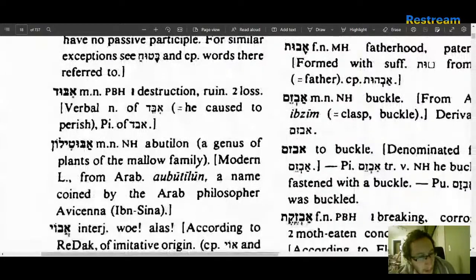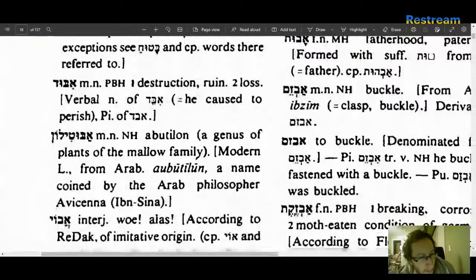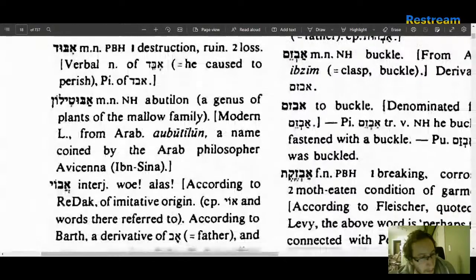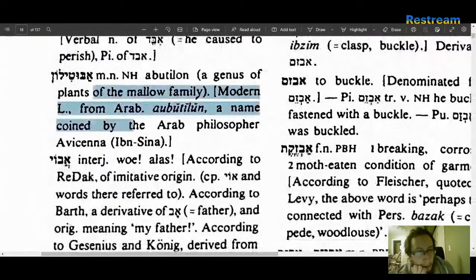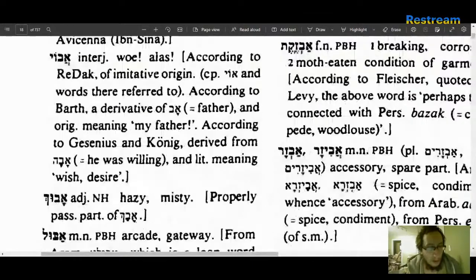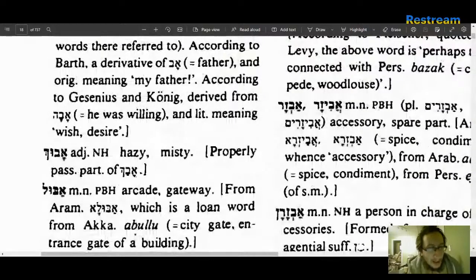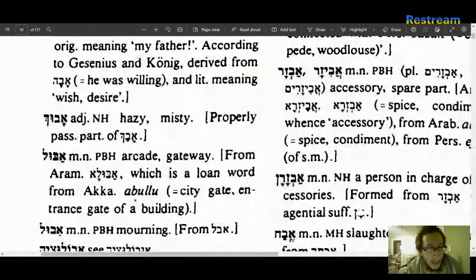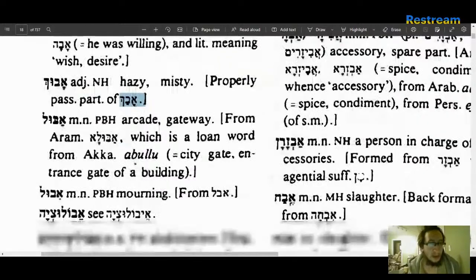A loan word from Arabic. It was coined by an Arab philosopher. Now this is an interjection. It's a woe or alas. Abui. Same thing occurs in the Bible. Abak, hazy or misty. That's passive participle of this word, so we'll cover that later probably.